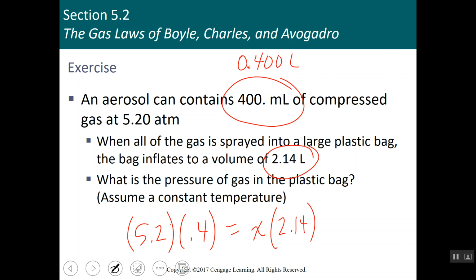And then I'm going to run that math. I'm going to take 5.2 times 0.4. Then I'm going to divide that by 2.14, and I end up with a new pressure of 0.97 atmospheres. Okay, what did I do to the volume? The volume went up, so the pressure should have gone down. It started out at 5.2, went to 0.97, it went down.